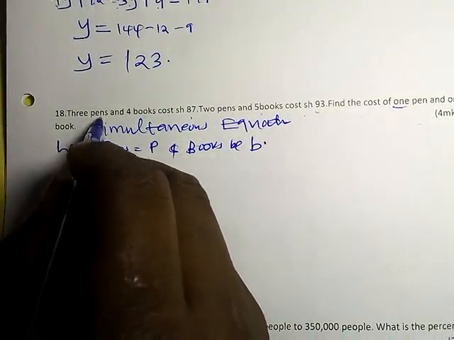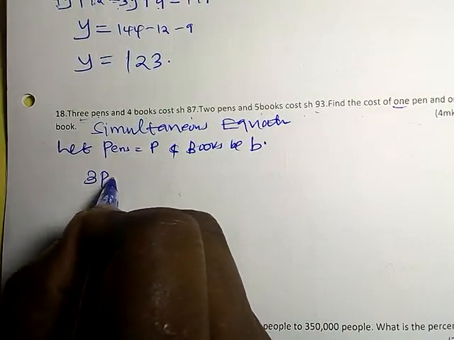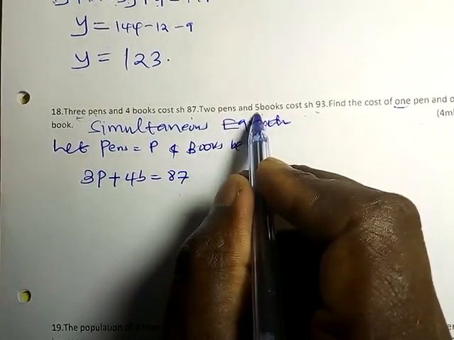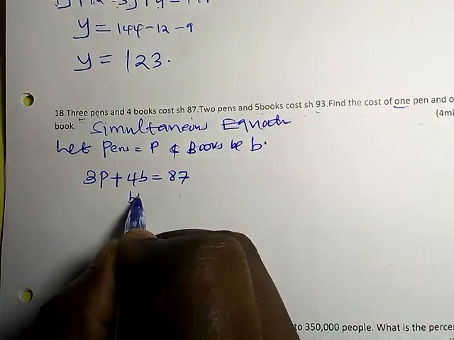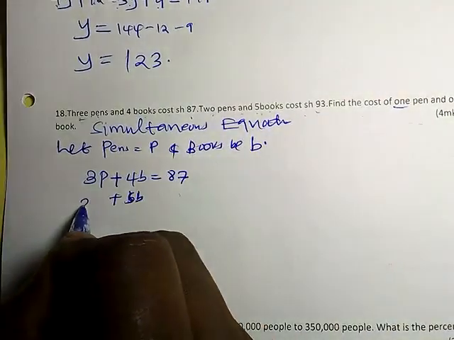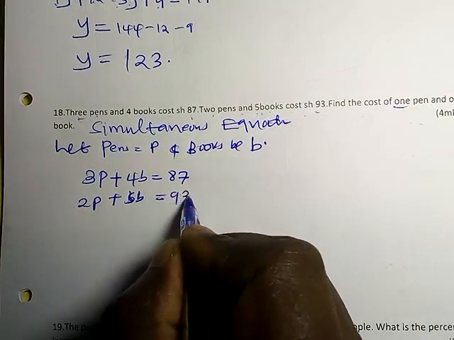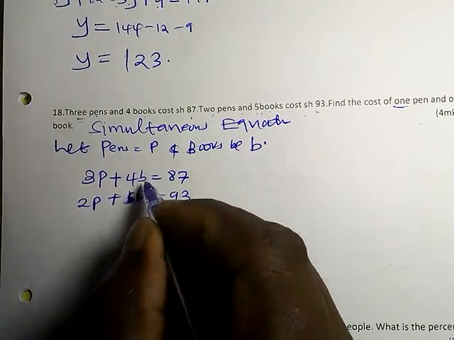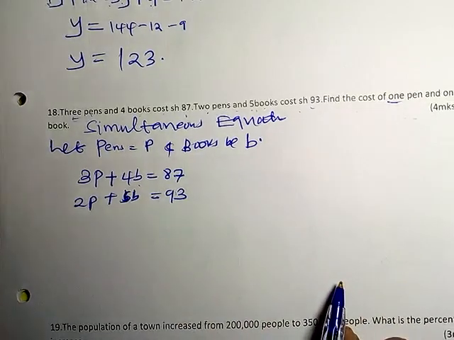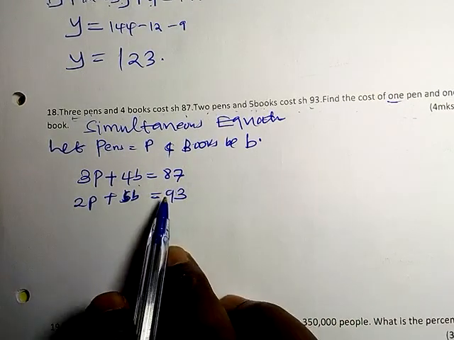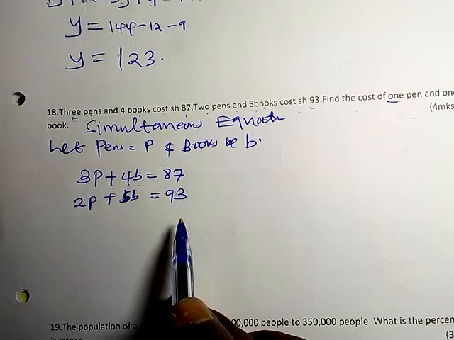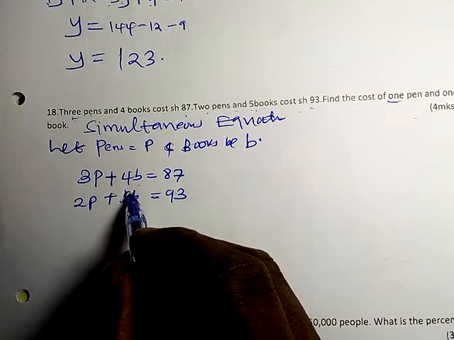So now we say 3 pens, 3P plus 4B, the total is 87. And 5 books, 5B plus 2 pens, 2P, the answer is 93. So now we want to get the value of P and the value of B. There are 3 methods to do simultaneous equations. We have graphical, substitution, and elimination. I want to show you substitution first, or elimination, which I think let us do elimination.